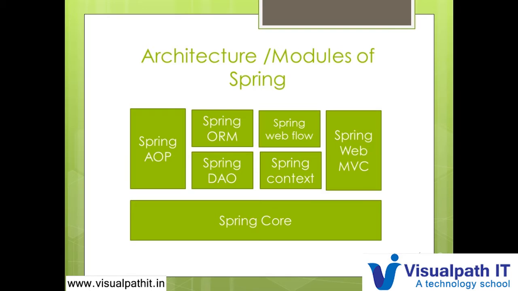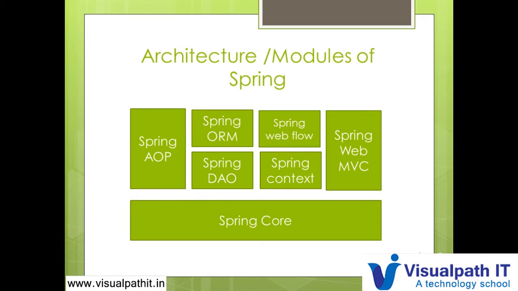And now let's come to the modules of Spring, or the architecture of Spring. As we can see in the diagram, Spring basically has these modules: Spring Core, Spring AOP, Spring ORM, Spring Webflow, Spring DAO, Spring Context, and Spring MVC. So one by one we can go through it. First is the Spring Core.